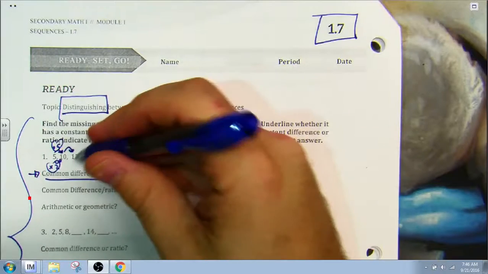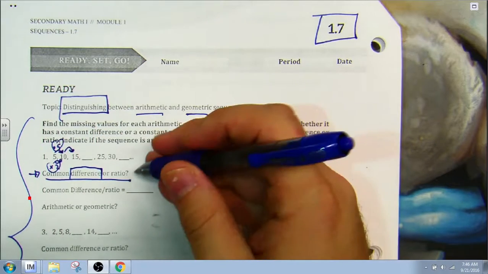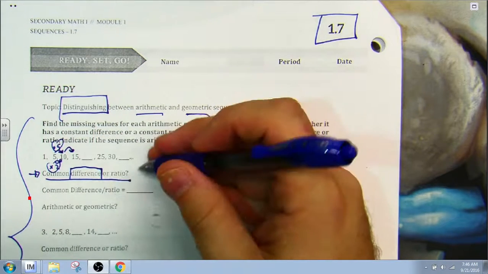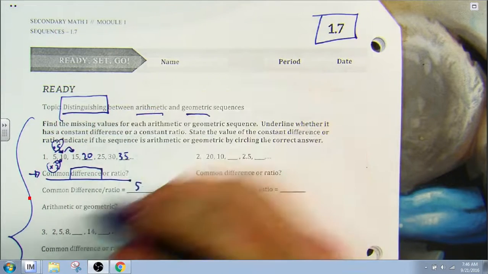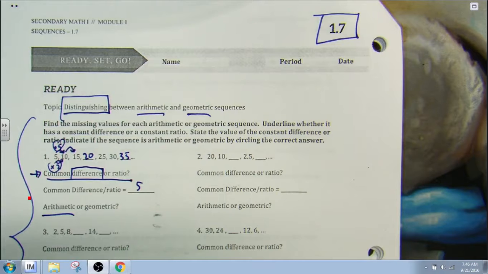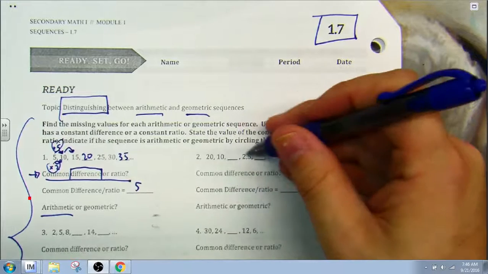So I know that it's going to be a difference because I'm adding the same number. And so that's going to tell me that the common difference is 5, meaning that this is 20 and 35. And of course, that means it's arithmetic. Easy enough? And so we can do the same thing here, except this time we're missing a step, right?